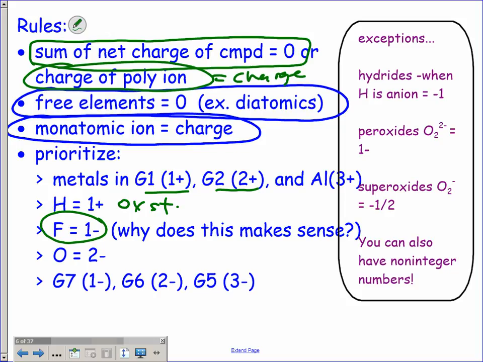Why does that make sense? Why would fluorine gain? Are you done? No, I wasn't even supposed to take it. Sorry, so I don't get confused. Okay, jump in with us.